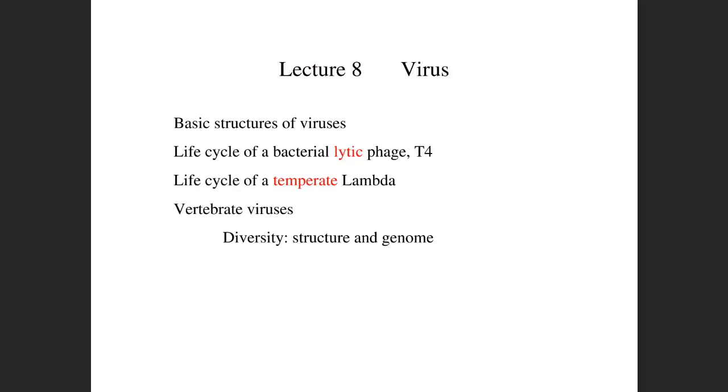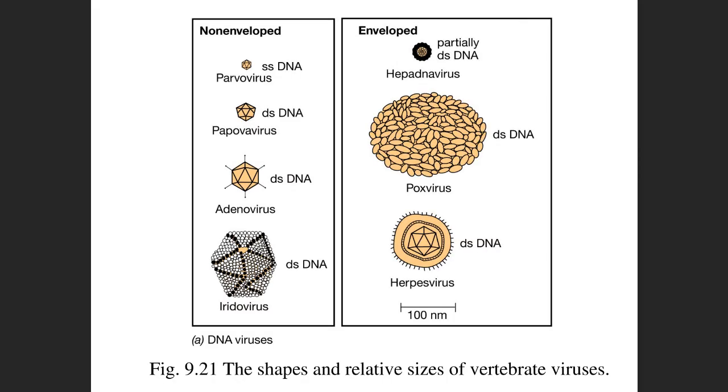Okay, so I spent most of the time talking about the bacterial virus as an example. I do want to give you some introductory basic information about vertebrate viruses, which we won't be able to spend much time on. In terms of structure, it varies a lot, and you have different types of virus. You might have heard about adenovirus. Anyone heard about adenovirus?